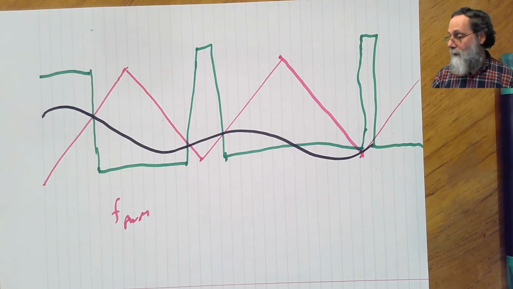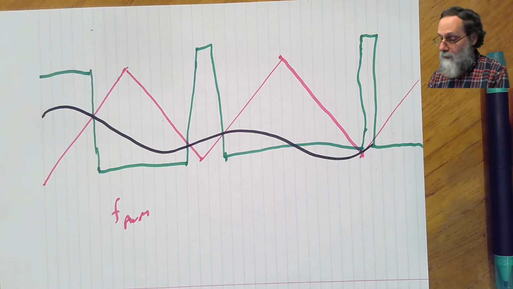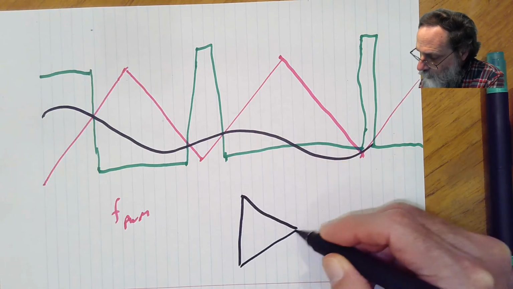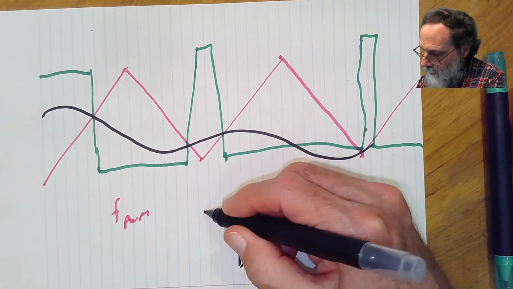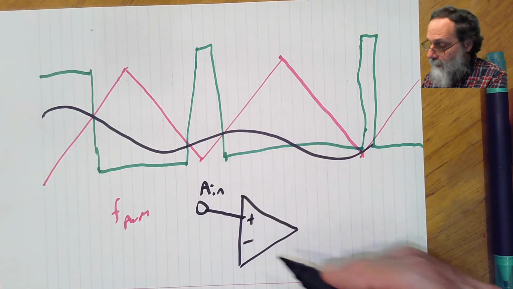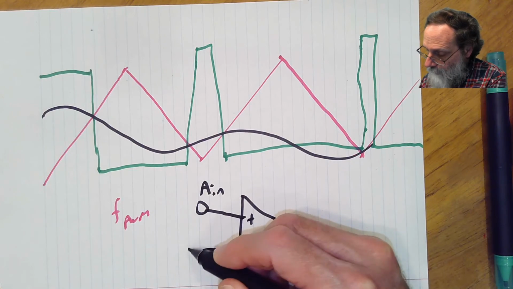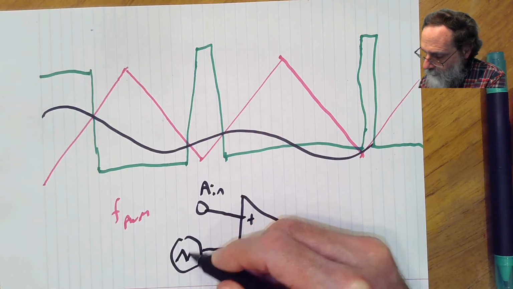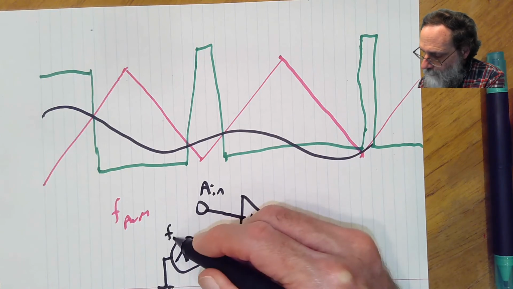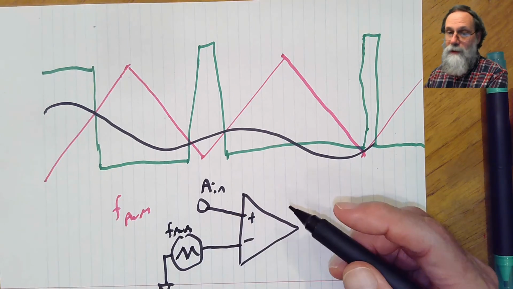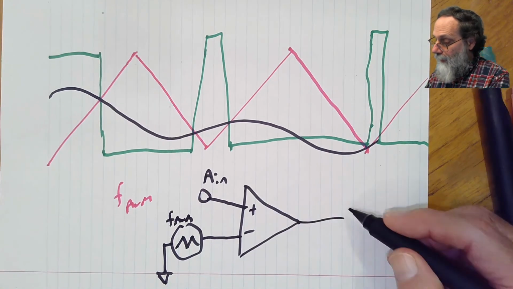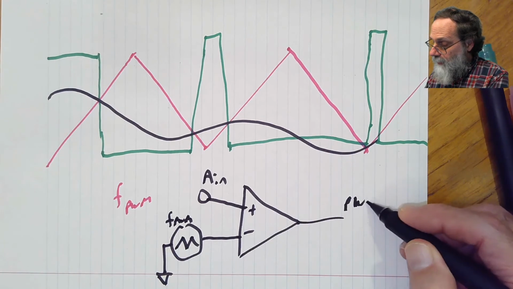The circuit for doing this is also extremely simple. We take a comparator. We have the analog input coming into the positive, and we have a triangle wave with the PWM frequency coming in the other input. And what comes out is a PWM signal.